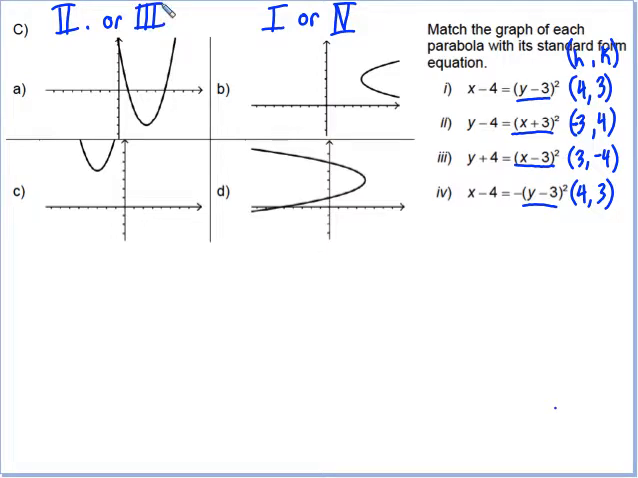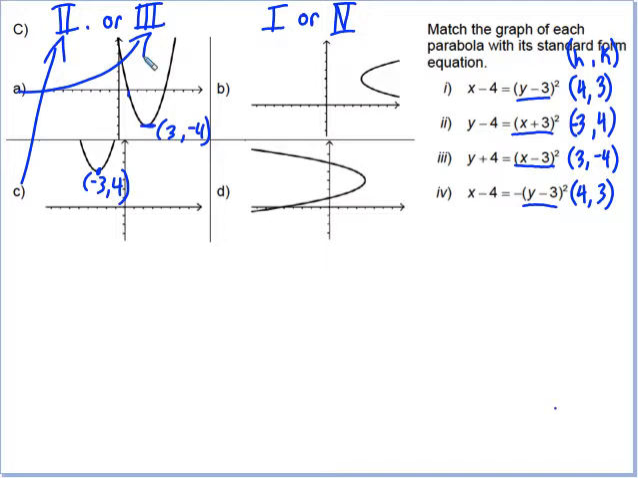Okay, now look at the location of the vertex. This one is 1, 2, 3 over, 4 down. So that is 3, negative 4. This one is negative 3, 4. So that tells us that formula 2 would match graph C, and formula 3 would match graph A. Oh my goodness, I'm getting my numbers and letters mixed up.